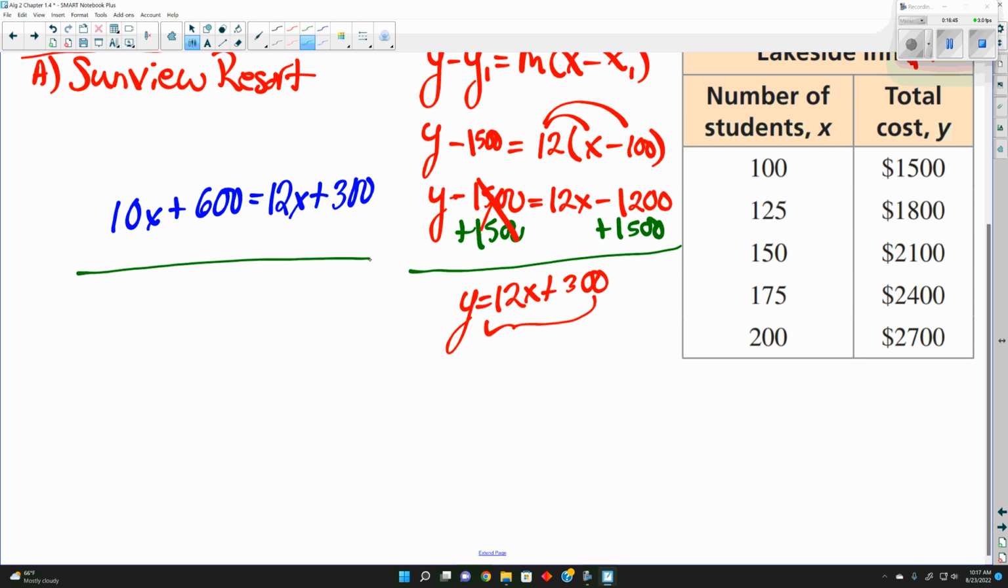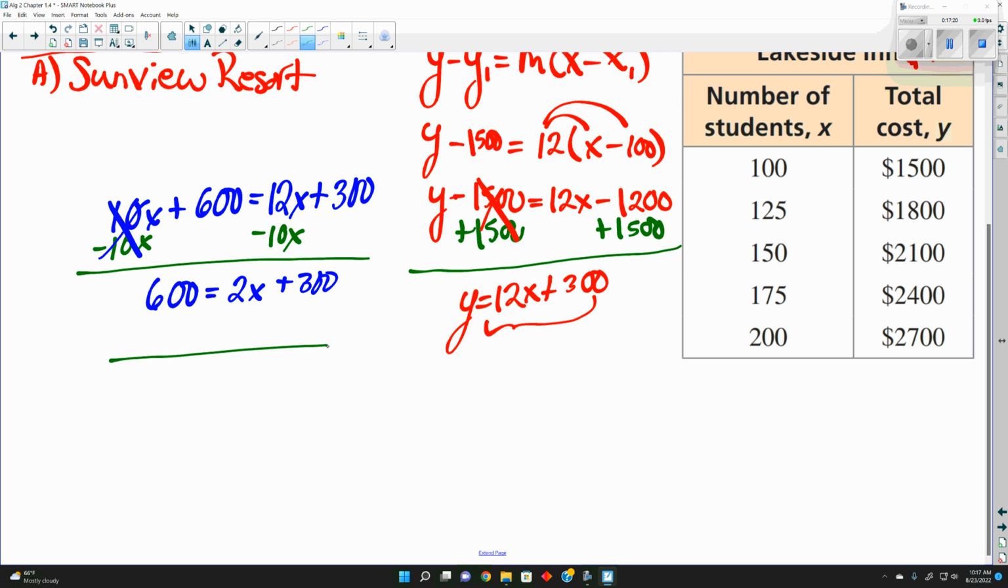So what can we do first? Okay. I would subtract 10x. I subtract 10x from both sides because I'm trying to keep the value of x positive, since it's a little bit easier to work with. Now 10x minus 10x is 0, telling me 600 is equal to 2x, because 12x minus 10x, 12 minus 10 is 2, plus 300.